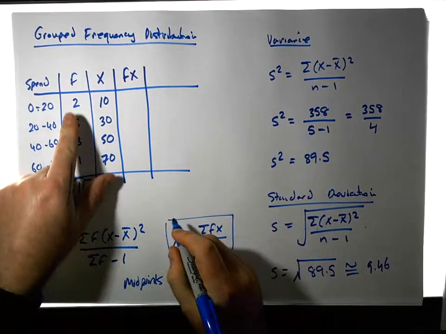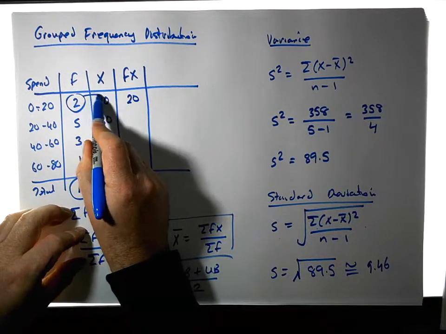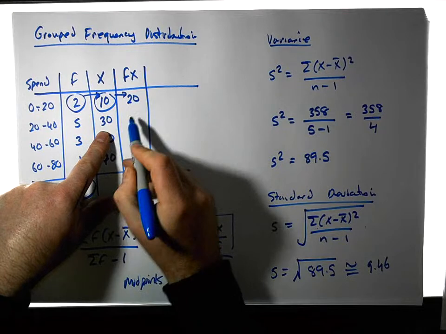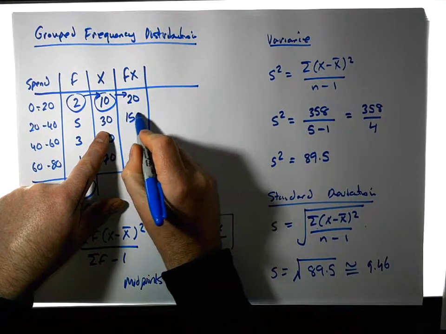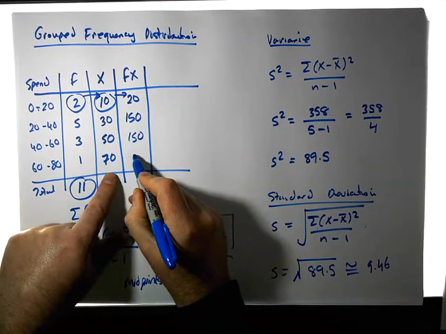Okay, so it's 2 times 10 gives me the 20 here. It's 5 times 30. It gives me 150. It's 3 times 50 gives me 150. And it's 1 times 70 gives me 70.